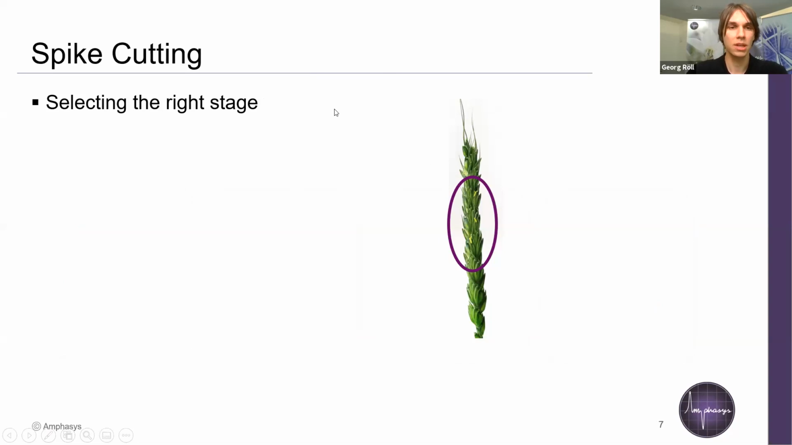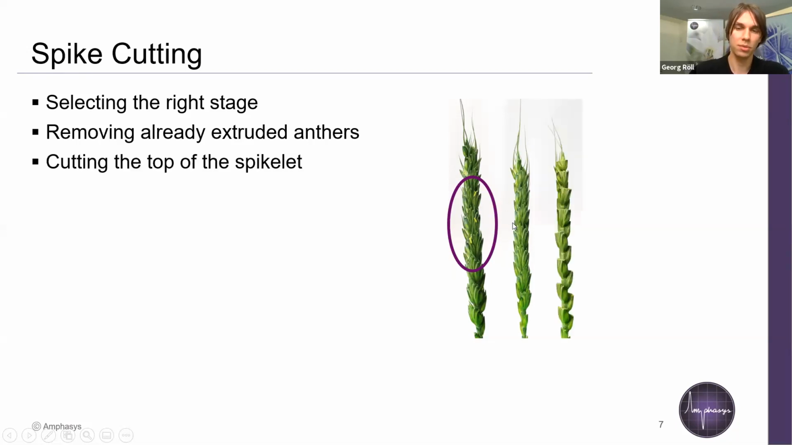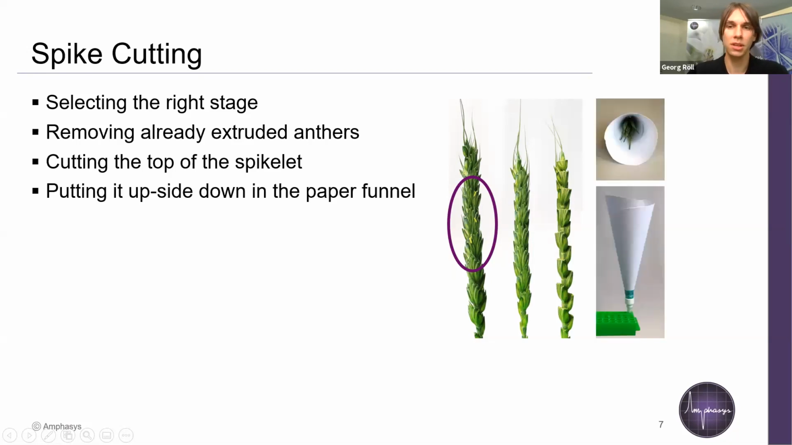It's really important that you select the right stage, and we identified the right stage when a few anthers are out. And for the sampling method, you have to remove the anthers because they can also have dead pollen in there that's got stuck somewhere. And then we perform the spike cutting by cutting off around 1/3 of the spikelet. And then we immediately put it in a paper funnel. This was attached to a filter, and in an Eppendorf tube, we collected the pollen.